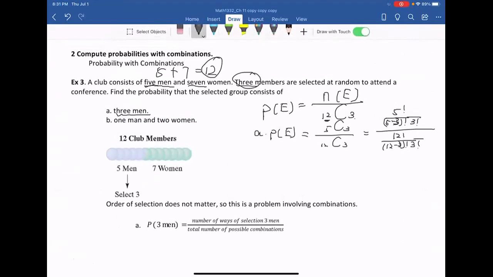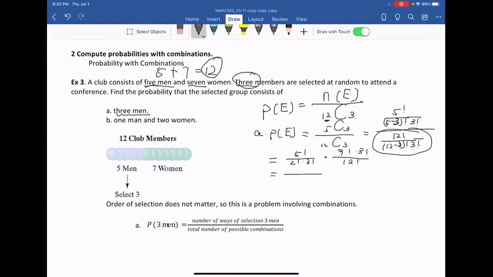All right. So simplify this, or find the answer of this. We have 5 factorial over (5 minus 3) which is 2 factorial, times 3 factorial. And then we multiply something. Since this part is in the bottom, I want to make it on the top, so we need to flip it. Upside down, that means 12 minus 3 is 9 factorial times 3 factorial, divided by 12 factorial.